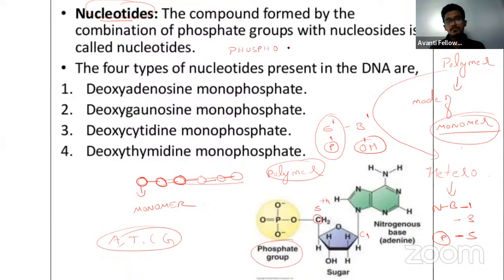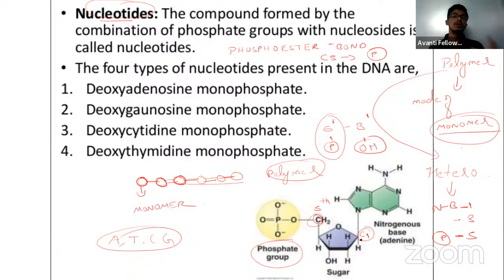Phosphoester bond. Okay, or phosphoester linkage is created between which one? The C5 carbon atom and the phosphate group. So when this linkage happens, now you have the first carbon atom occupied by a nitrogenous base, the fifth carbon atom occupied by a phosphate group, and then you have your deoxyribose sugar.